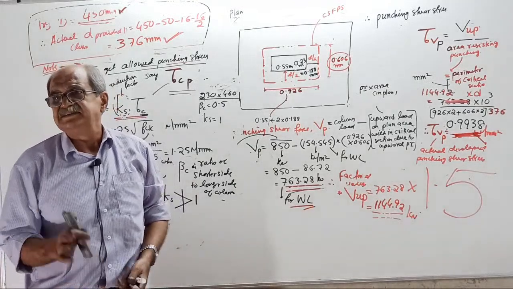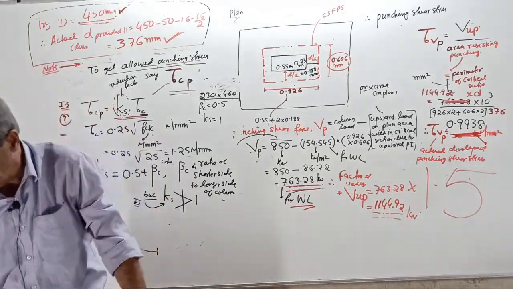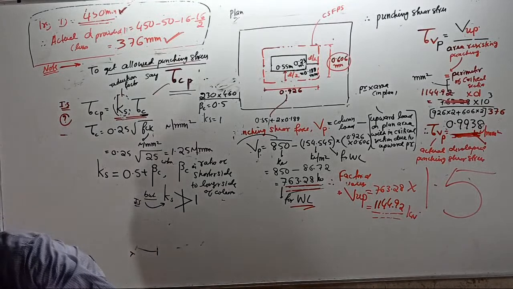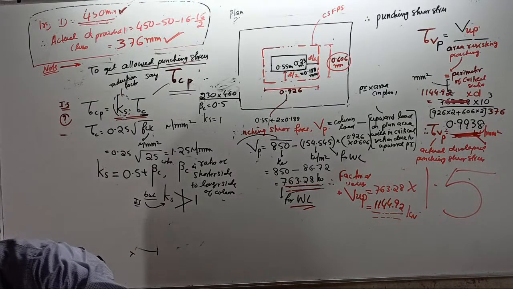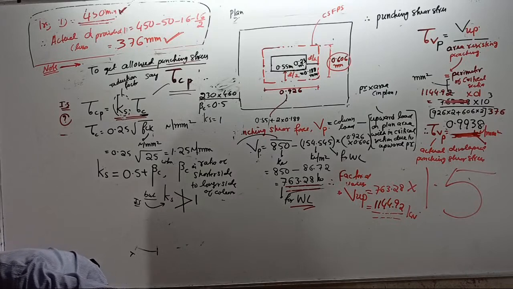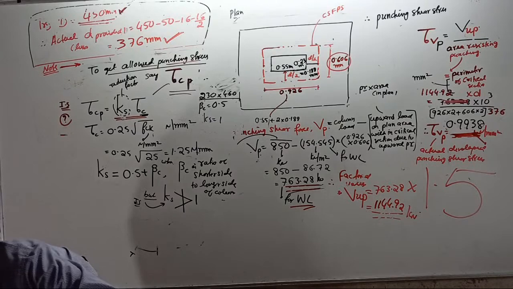Those who are in the RCC batch, is it fully clear? I am explaining only for the RCC batch. Tell me, is the concept fully clear? Why did that correction factor come? If you tell clear, then okay for me. RCC batch, the rest is just solving the formula.